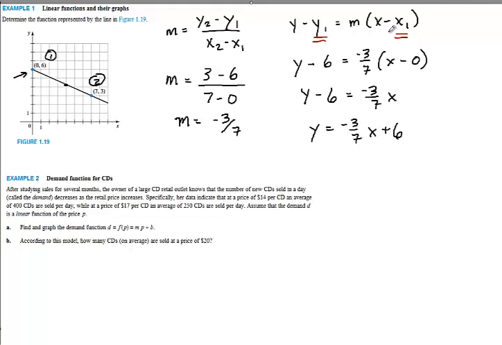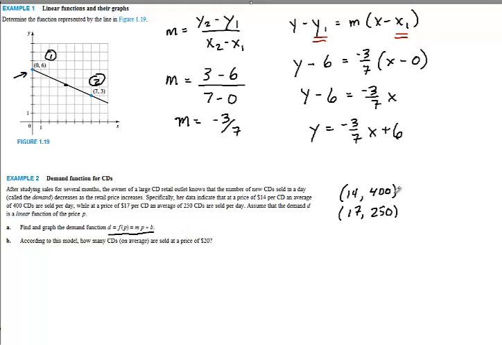Next up, I have a cool word problem that has 2 points. At $14 I get 400 CDs sold, and at $17 I'll only sell 250. What I'm supposed to do now is come up with the linear equation for demand.